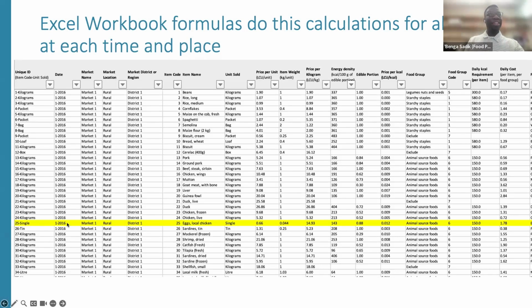You can see from the example data set, this is eggs that we just calculated. We have the price per unit 0.6, we have the price per kilogram, which we calculated, and then the daily cost, the cost per day. So I think that brings us to the end of this part of the calculation.